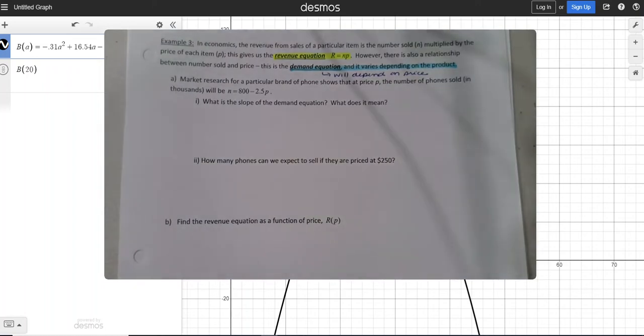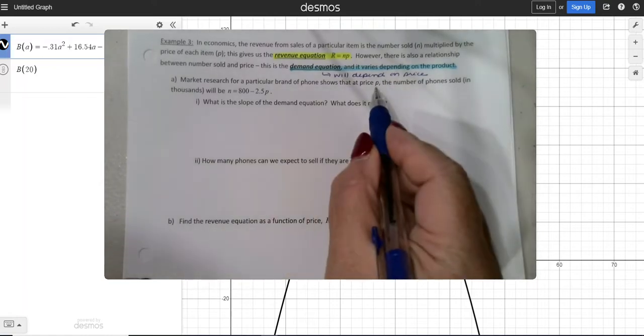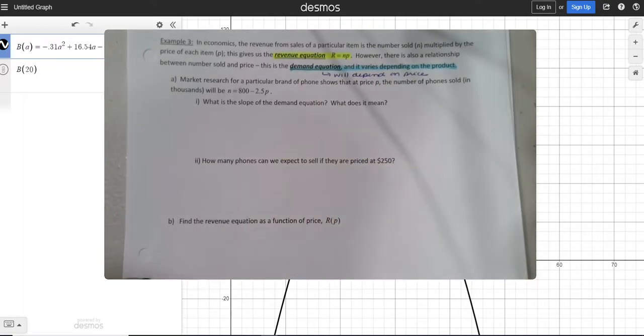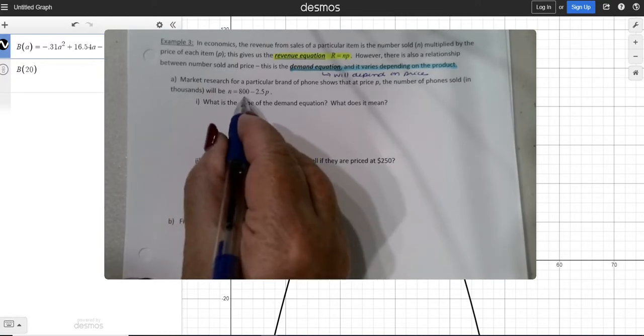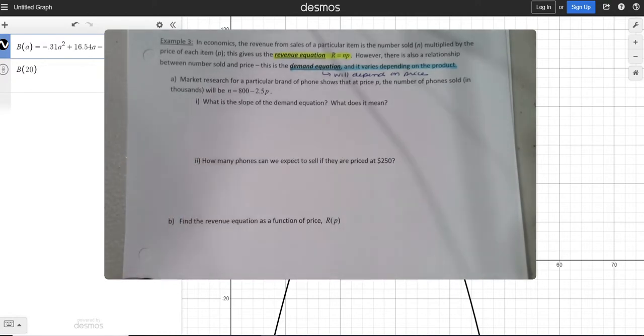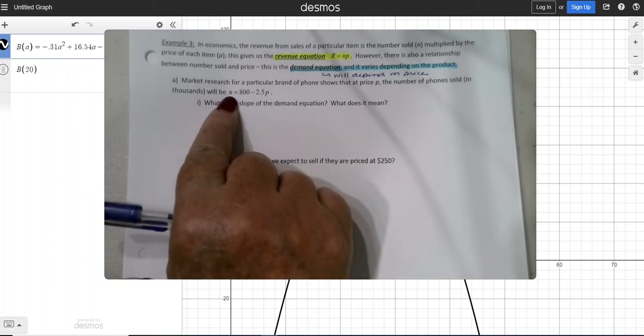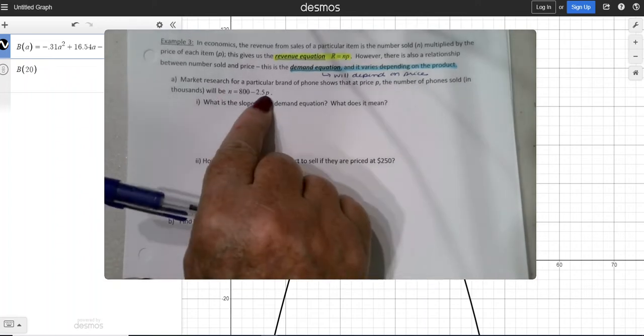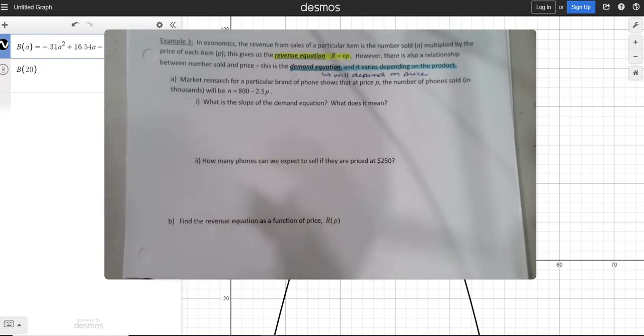All right, in this particular problem, it tells us that market research for a particular brand of phone shows that at price P, the number of phones sold in thousands will be n equals 800 minus 2.5P. So notice there it is, the number sold does depend on the price. As P gets bigger, we're subtracting more, so n, the number sold, would go down.